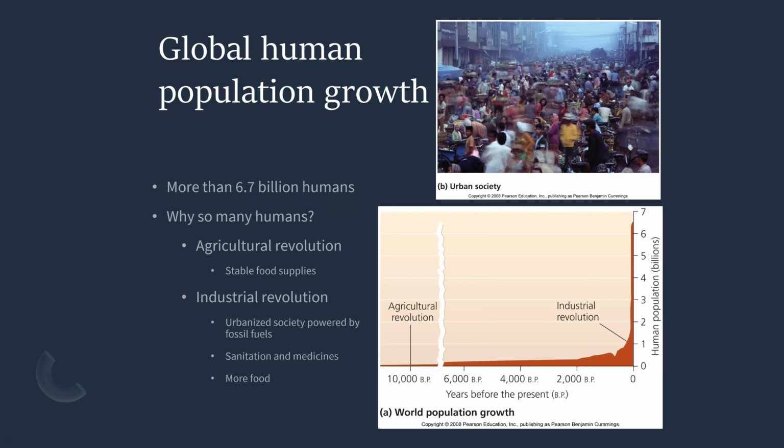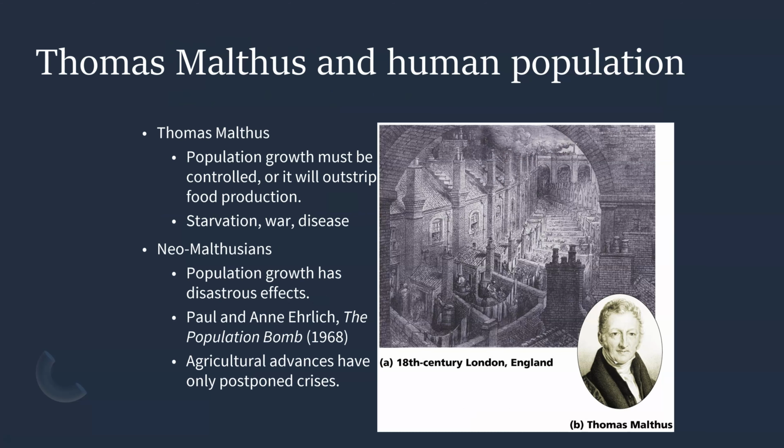People are living longer than they ever have before. And we definitely have more food now because we can run it through industrial factories. So human population growth is a really big impact on our environment. So we'll talk more about that in coming modules.